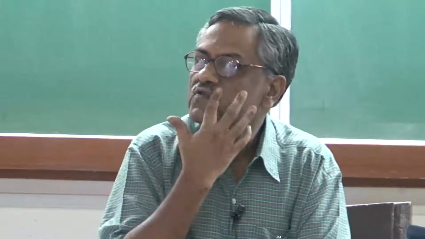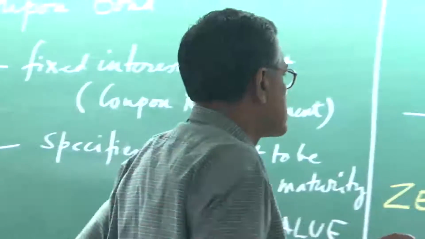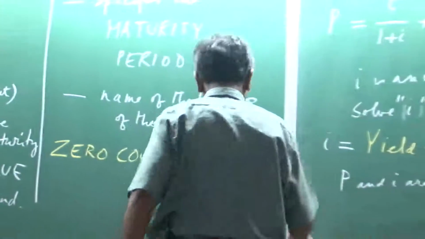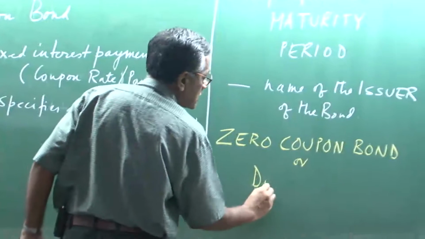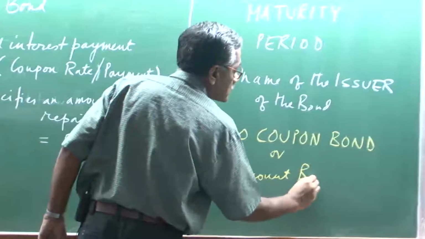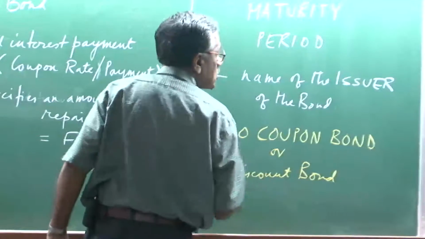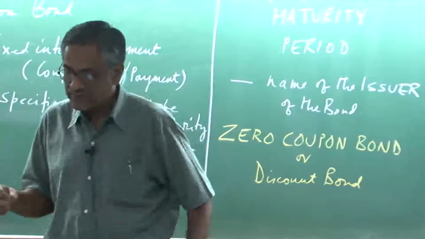So on anything, now, this zero coupon bond, another word is often used, please remember, is a discount bond also. Zero coupon bond has another name, because it is sold at a discount, it's called a discount bond. It's also called a discount bond, and yield to maturity is of course something which you have there.